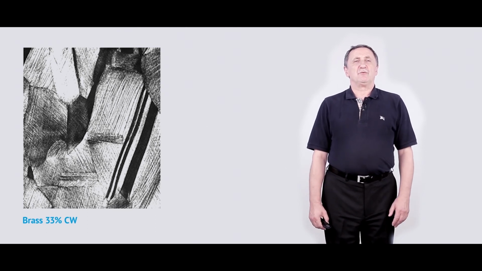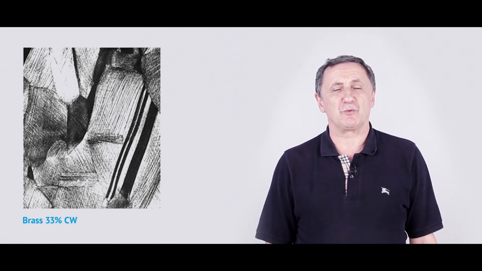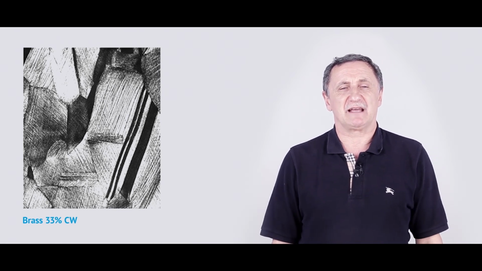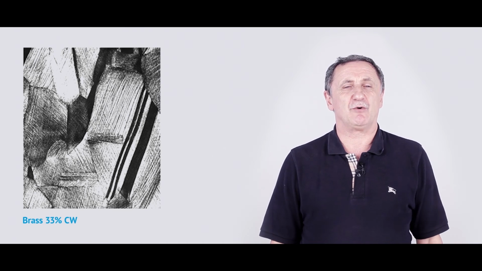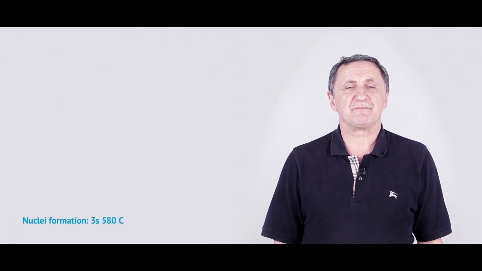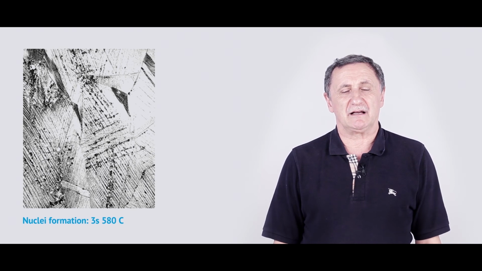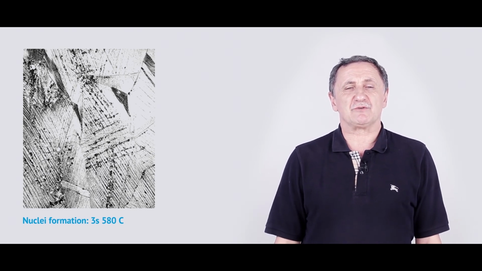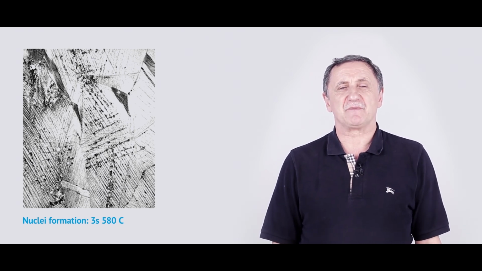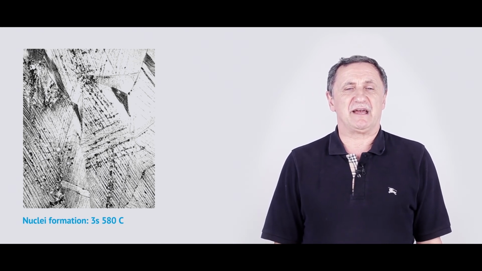33% of cold work. We can see huge grains, and because it was 33% of cold work, we can imagine that a lot of strain was introduced inside this material, and a lot of dislocations we could find in this material. So now let's put this brass at a temperature of 580 degrees. And assume that we have a microscope which allows us to observe in situ the microstructure transformation which we can see with our material. And this is really amazing.